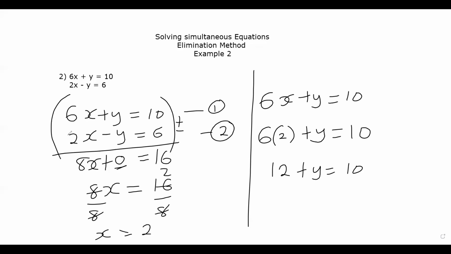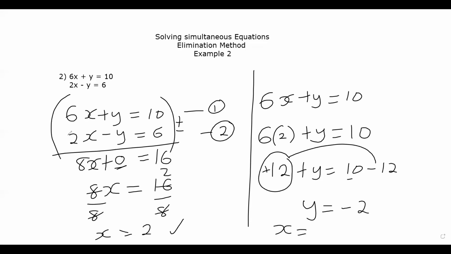Therefore, if I subtract 12 on both sides, or rather if I just take this 12 to the other side, it becomes negative 12, because here it was positive, and if it goes to the other side of the equal sign, it becomes negative. So here I get y equals negative 2, because 10 minus 12 gives me negative 2. So I found both values. x, remember, was 2. y now is negative 2.